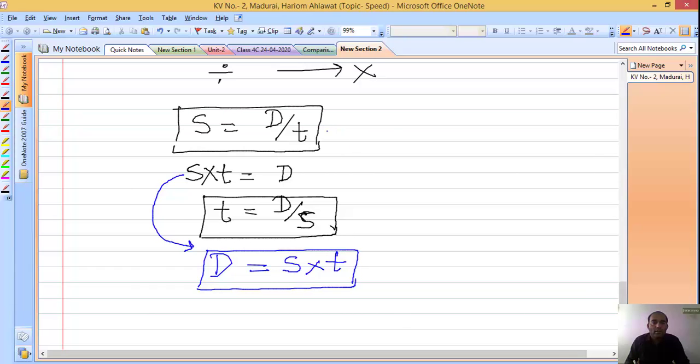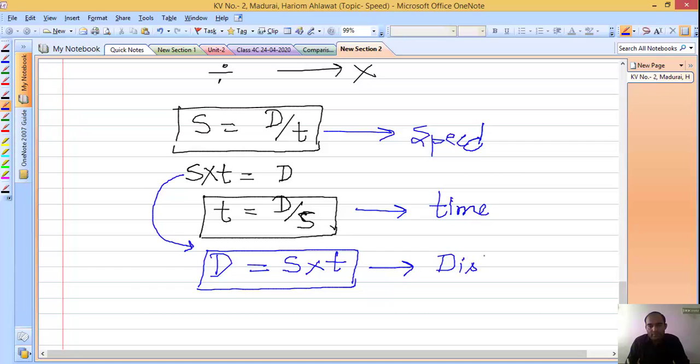With the first formula you can find out speed. With the second formula you can find out time. With the third formula you can find out distance. Okay, these are all the same formula.